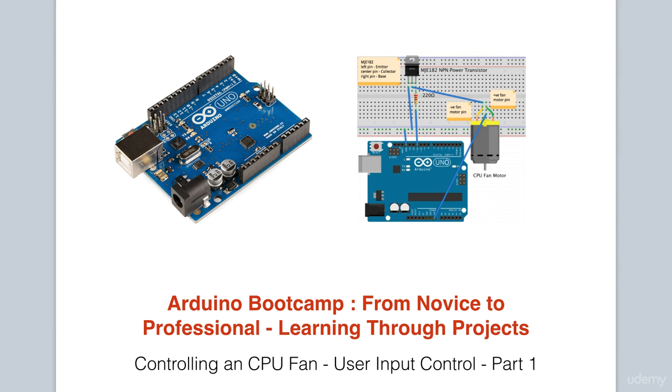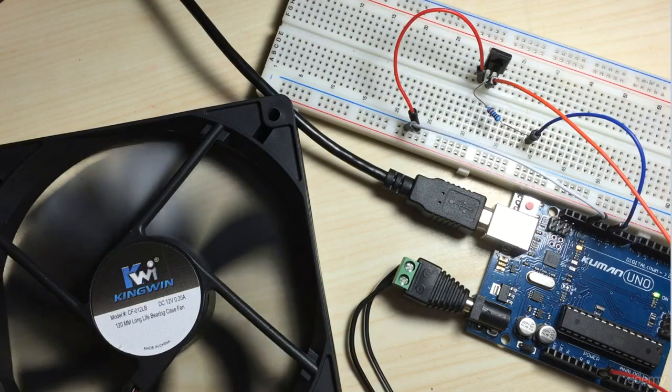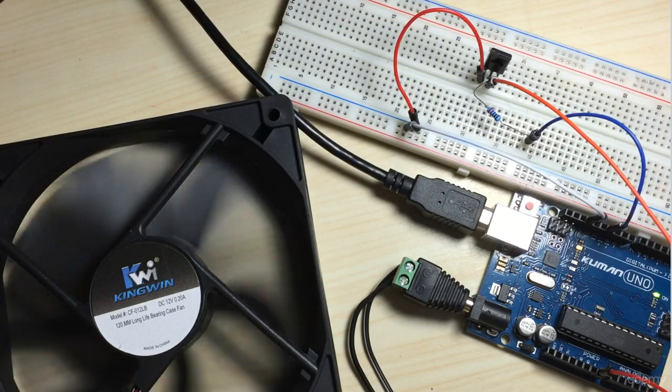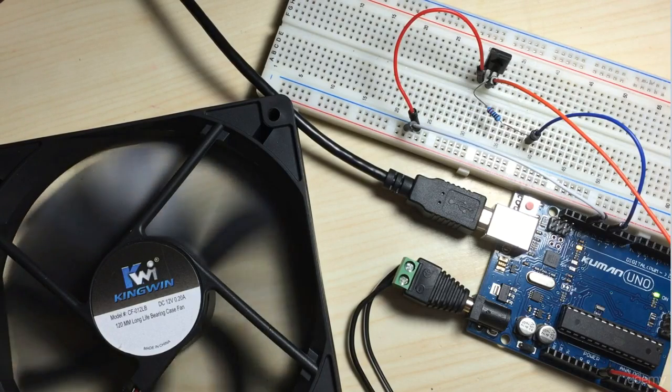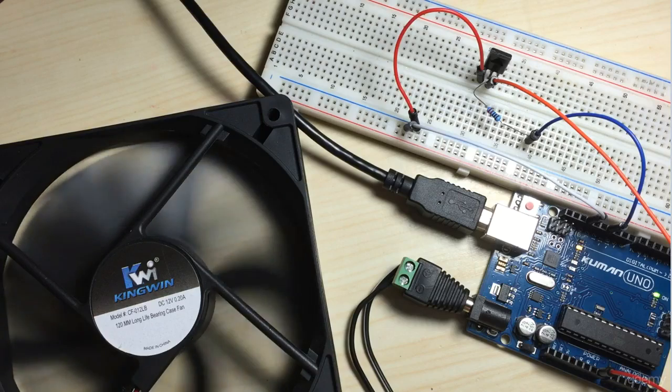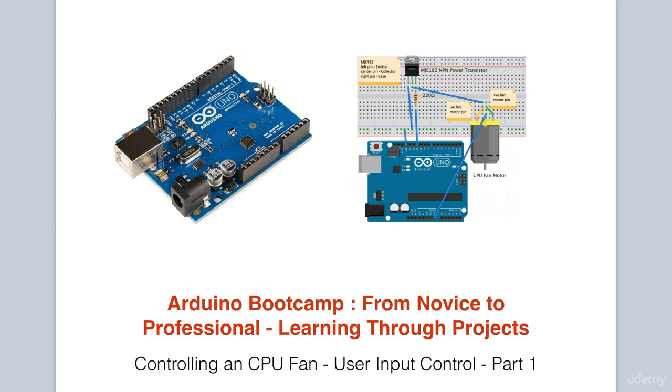In this project, we will learn how to control the speed of a CPU fan by getting input from the user. We will also learn about transistors and how they are applied in electronics, and will specifically incorporate an NPN transistor in our project. We will also be introduced to the serial monitor in Arduino for debugging and getting input from the user.